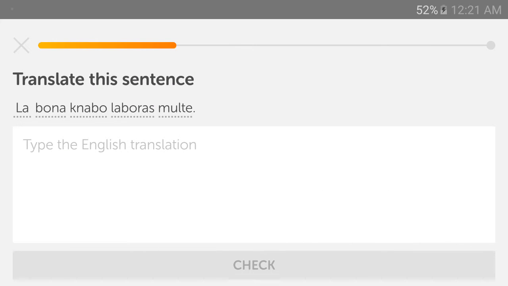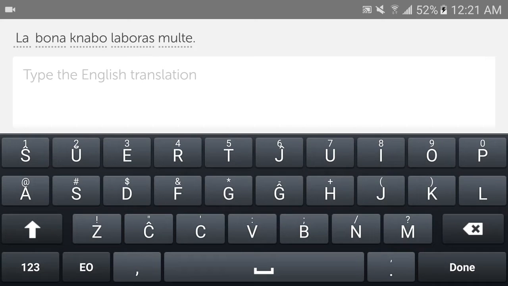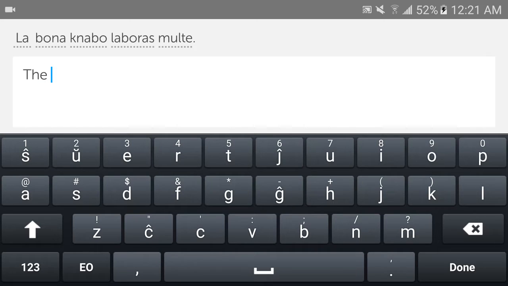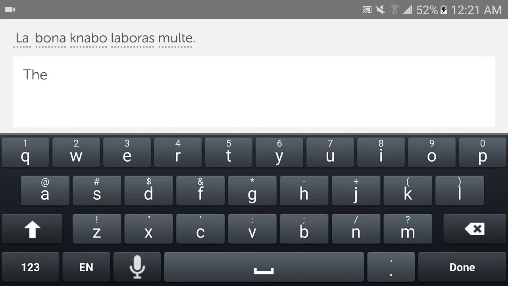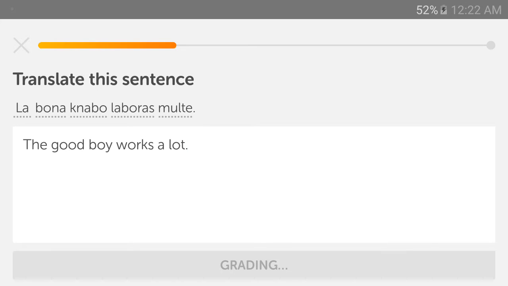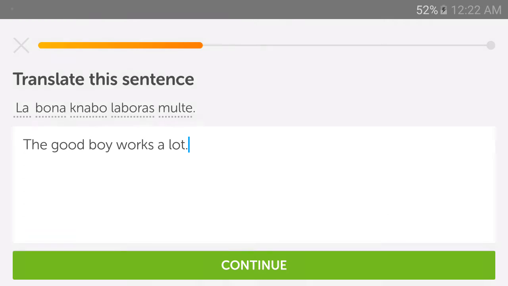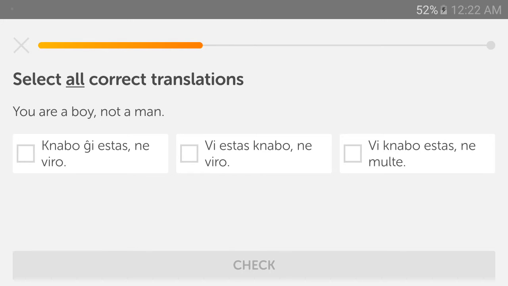Translate this sentence. La bona knabo laboras multe. Alright. We want to translate it into English. The good boy works. Multe means a lot, I think. Works a lot. Boom. Select all the correct translations. You are a boy, not a man. Knabo, ne viro. Vi estas knabo, ne viro.